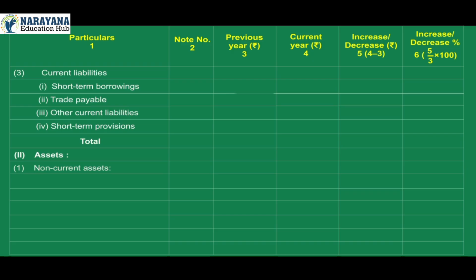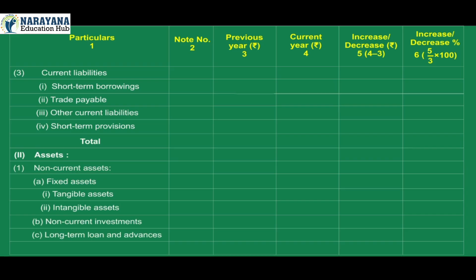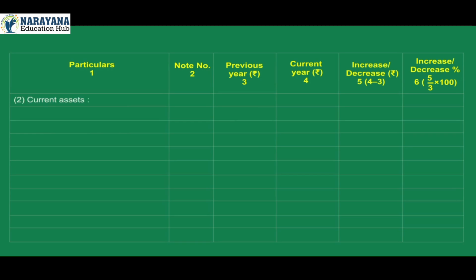Number 2. Assets. 1. Non-current assets. A. Fixed assets. 1. Tangible assets. 2. Intangible assets. B. Non-current investments. C. Long-term loans and advances. 2. Current assets. 1. Current investments.